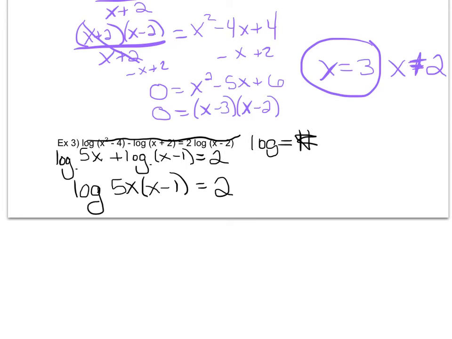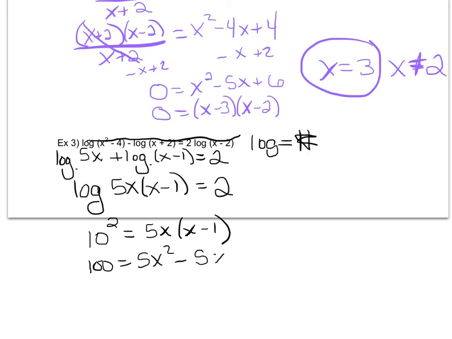Then I can say, oh, now that I have log equals a number, I'm going to go ahead and change to exponential form. So if there's no base written, it's 10. So I get 10 squared equals 5x times x minus 1. If I want to solve this, it would be helpful to distribute, so I have 1x instead of 2. So I'm going to go ahead and say 100 equals 5x squared minus 5x. And now I see it's quadratic, so I'm going to get it equal to 0 again by subtracting 100.